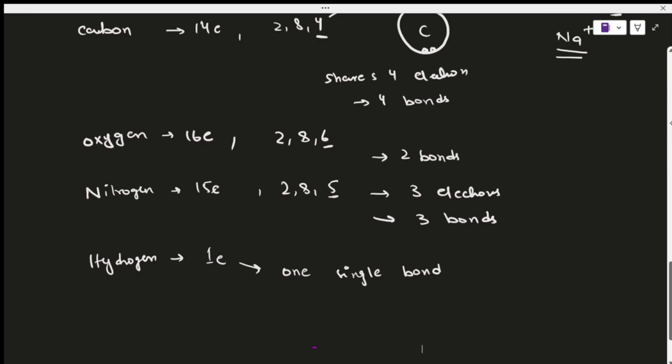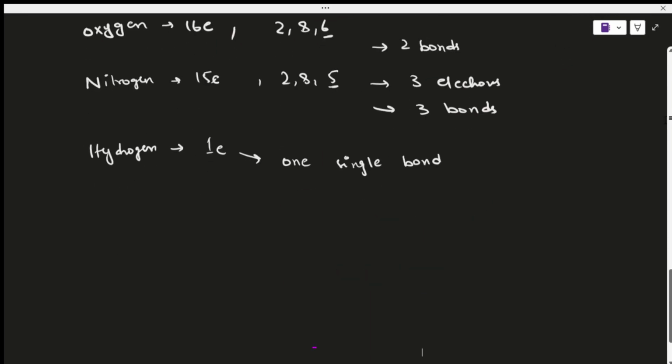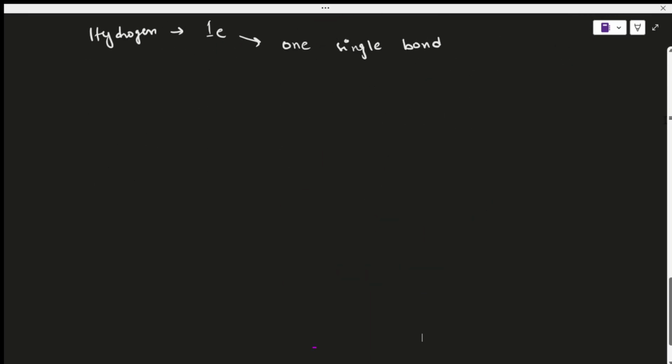And the idea is, how does this actually work? So let's say I talked about carbon. I talked about how carbon has a tendency to share 4 electrons, meaning it's going to be making 4 bonds. Now I'm just going to make a molecule so that you have the idea of how the sharing of electrons actually happens. So let's take a CH4 molecule.